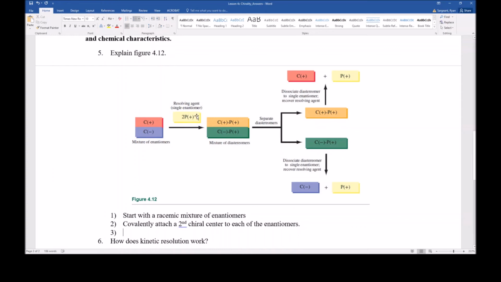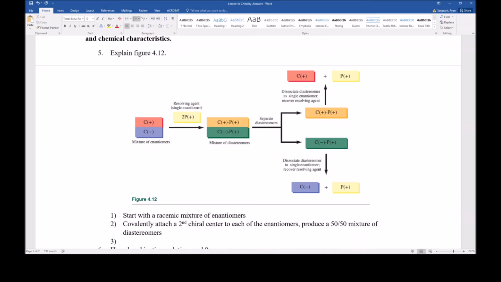And so we're going to attach that second chiral center to both of these, and now these are no longer enantiomers of each other. They are diastereomers. Diastereomers are where we switch some. So we switched that first chiral center, but we did not switch the second chiral center. So that's our definition of diastereomers, where you switch some, but not all of your chiral centers. And so by covalently attaching the second chiral center to each of the enantiomers, you produce a 50-50 mixture of diastereomers.